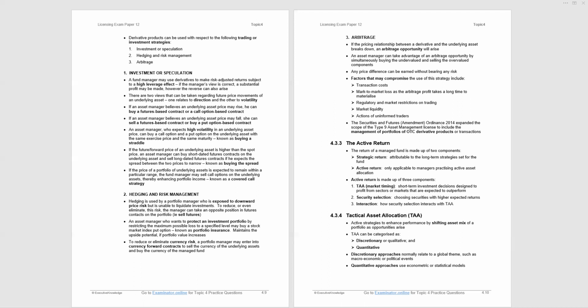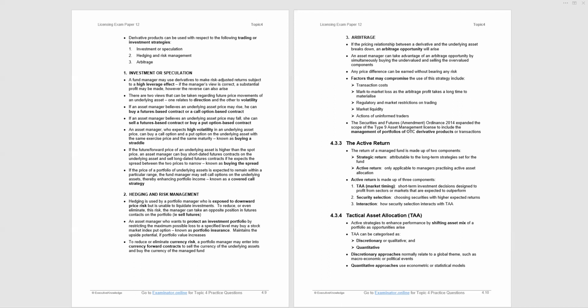Now, if an asset manager believes an underlying asset price may rise, he can buy a futures-based contract, price goes up and then closes out by selling, or a call option-based contract. So that's a call option, which gives you the right to buy the underlying asset at the exercise price. If an asset manager believes an underlying asset price may fall, she can sell a futures-based contract or buy a put option-based contract. So be aware of those strategies.